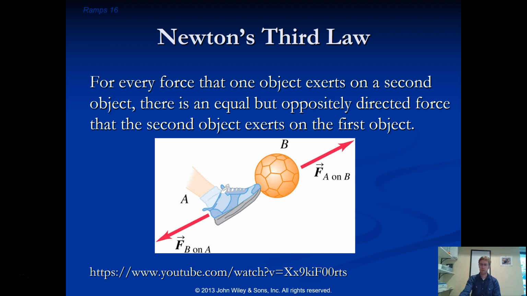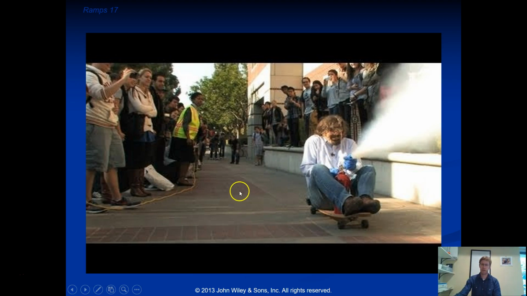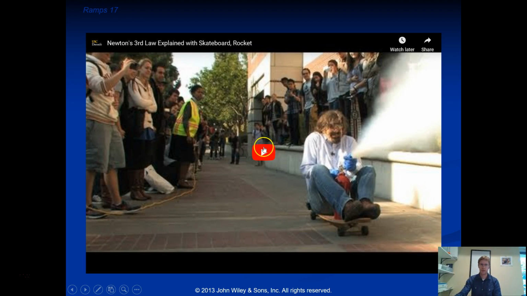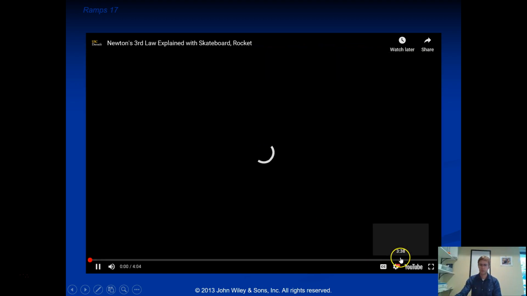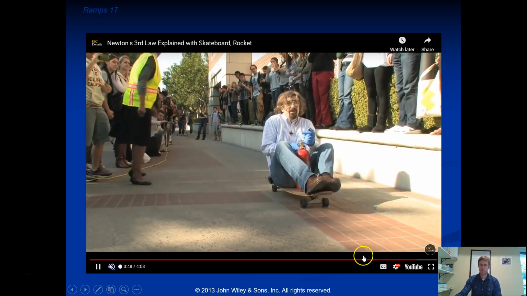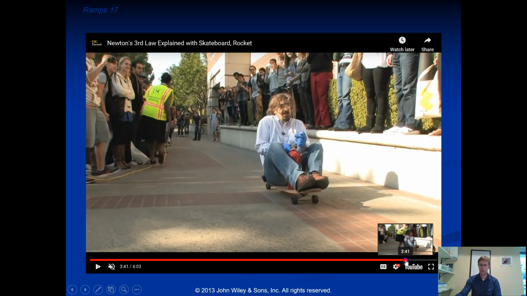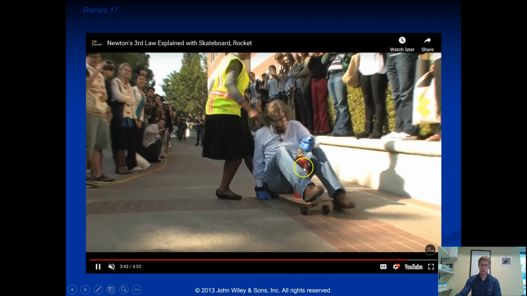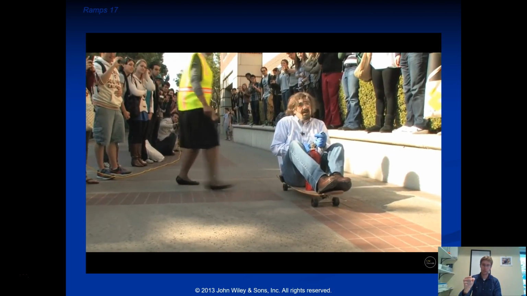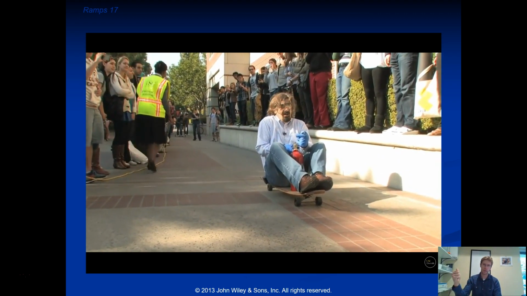All right, so that's Newton's third law of motion. I found a pretty cool video to help drive this point home. Since we're not in class and I don't get to do all kinds of demos, this is a crazy physics professor doing a sweet demonstration of Newton's third law. All right, so what he does is he takes here this fire extinguisher. So as he pulls the trigger on the fire extinguisher, it's going to shoot gas out one side.